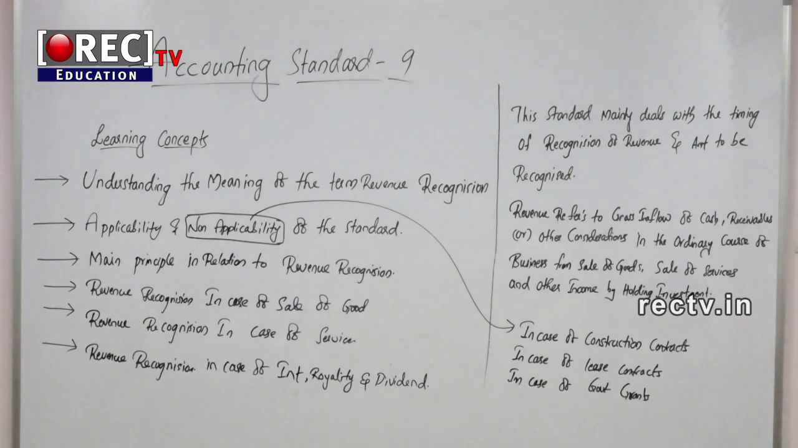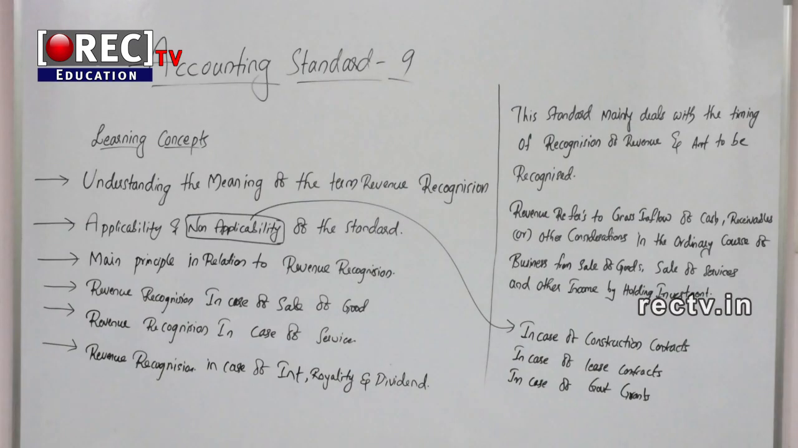Now we are going to discuss the second point, that is applicability and non-applicability of the standard. First we focus on non-applicability of the standard. This standard does not apply in case of construction contracts, that is revenue recognition in case of construction contracts, because there is a separate standard for this, that is AS 7, and revenue recognition in case of lease contracts. For lease contracts also there is a separate standard, that is AS 19. So this standard does not apply to lease contracts.